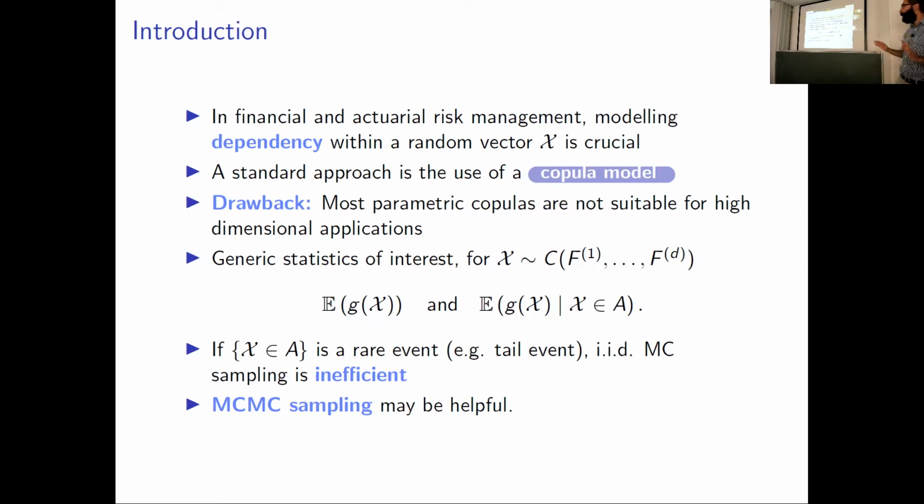This is pretty standard. You can do some MCMC to reach the rare event, and this is not a big deal. I think what is interesting from this paper is the model we are going to use, particularly the model for the copula itself.